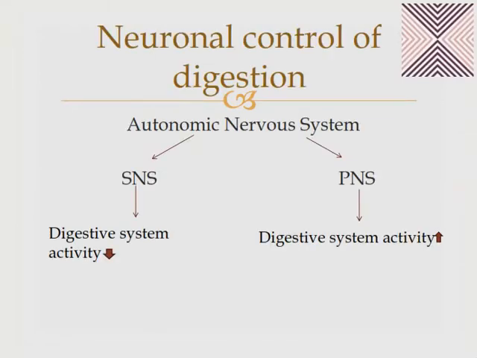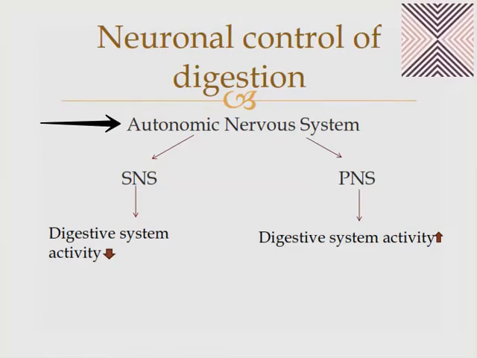Now, first of all, we are taking up the neuronal control of digestion. So neuronal control is taken up as a mechanism of controlling digestive enzyme secretion, as the autonomic nervous system is taking up the control for the coordination of the secretions. So here the autonomic nervous system is responsible for the control of the digestive processes.